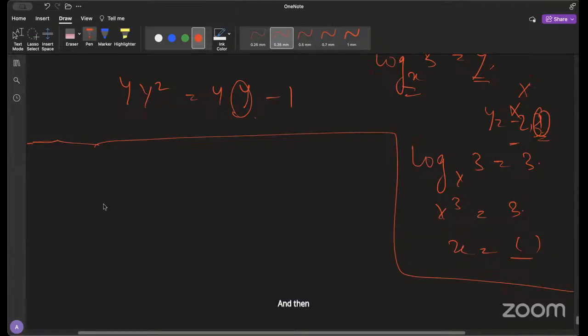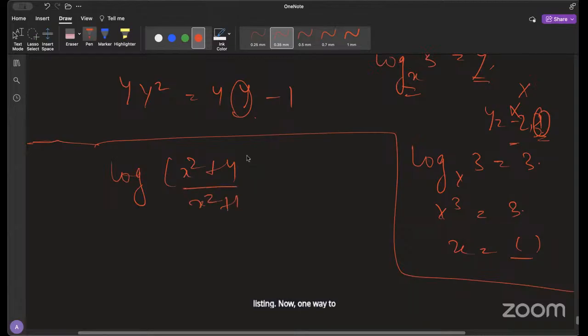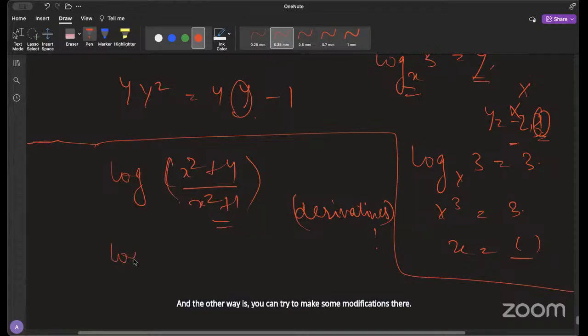And then let's just try some more questions. Let's just say you have to find the maximum value of this thing. Now, one way, again, is using the derivatives to find the maximum value. And the other way is you can try to make some modifications here, like this one.